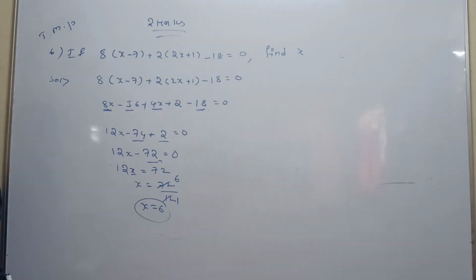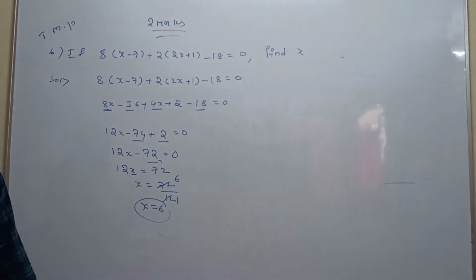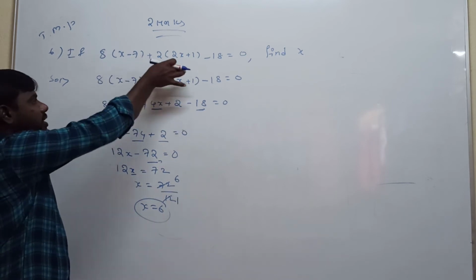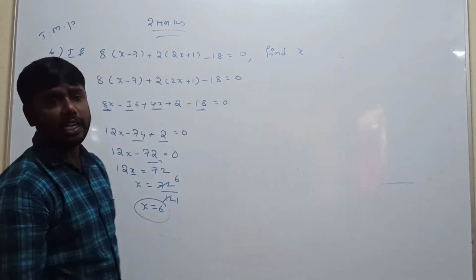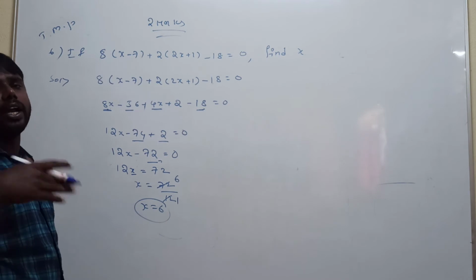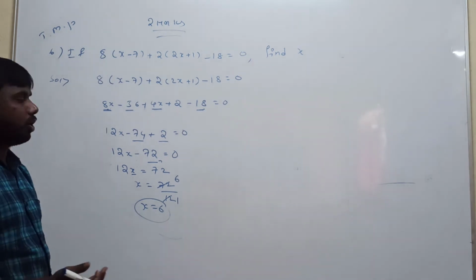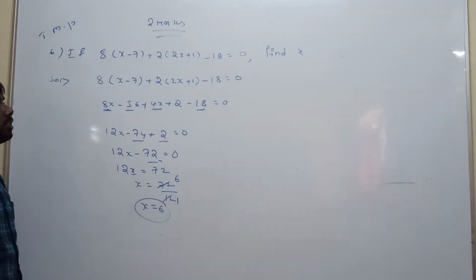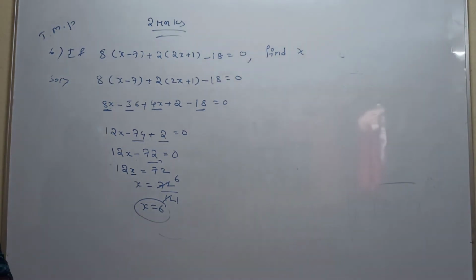Everyone understood? This one is a very important question. It is clear how to solve the given equation to find x. Very simple: simplify the given equation. After that, the left hand side has only x and the right hand side has only the constant value. This is how to solve the problem to find x.